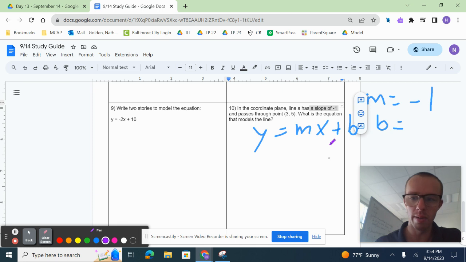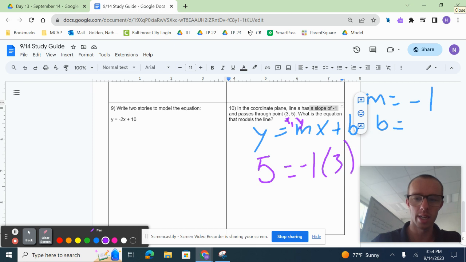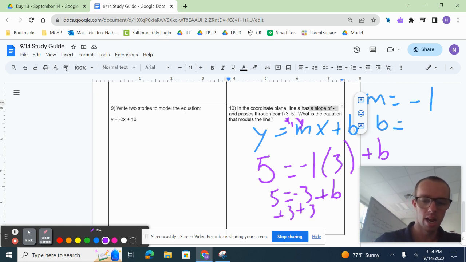To do that, I'm going to plug my point into this equation, right? This is x, and this is y. So I'm going to plug in a 5 to y, a -1 to m, a 3 to x, and then I'm going to solve for b. -1 times 3 is -3. 5 equals -3 plus b. Add 3 to each side. B is equal to 8.